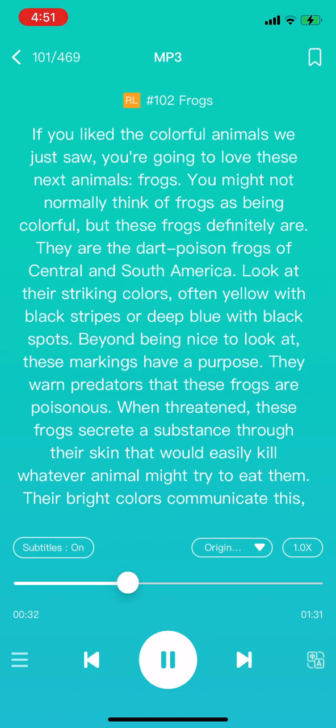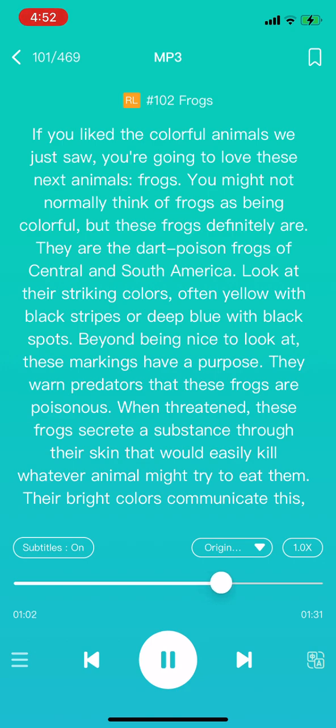When threatened, these frogs secrete a substance through their skin that would easily kill whatever animal might try to eat them. Their bright colors communicate this, and so most animals tend not to hunt them. Now, speaking of hunting, for centuries these frogs were sought after by hunters. As you might think, the hunters didn't want to eat the frogs, but rather they captured them for their poison. They would add the poison to the tips of their hunting arrows. Of course, nowadays, most hunters use guns.